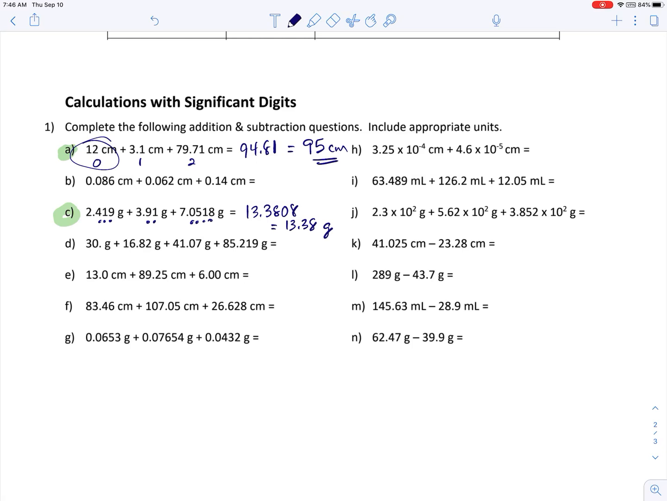All right. Now on this little question, I told you to omit questions H and J with scientific notation in them. We won't be worrying about that.